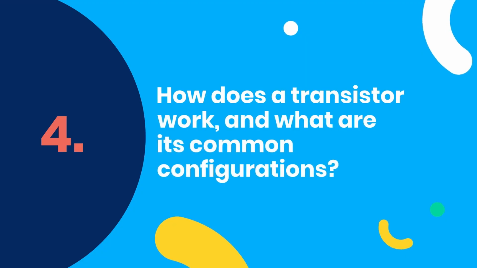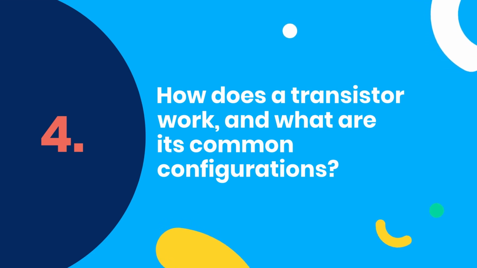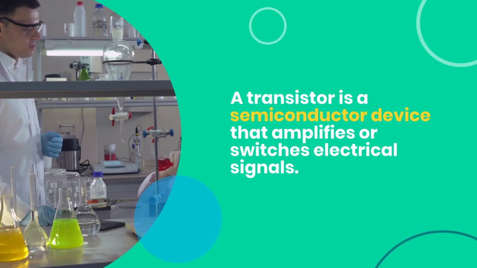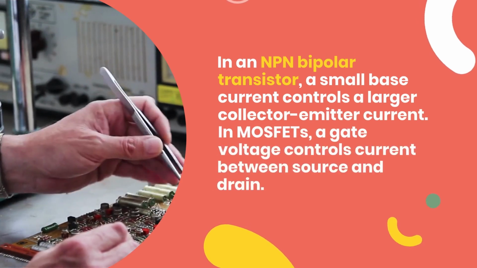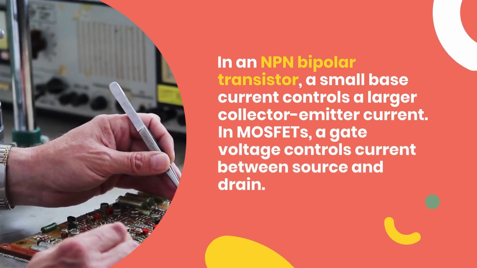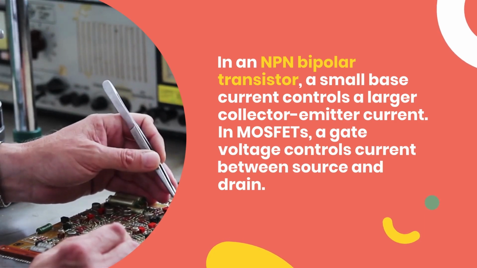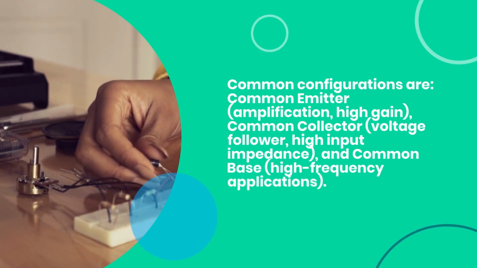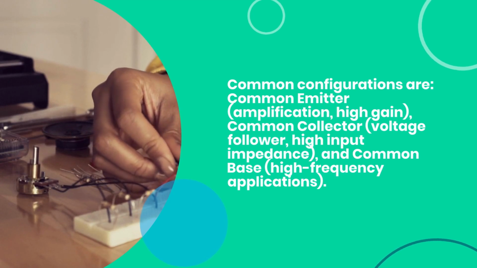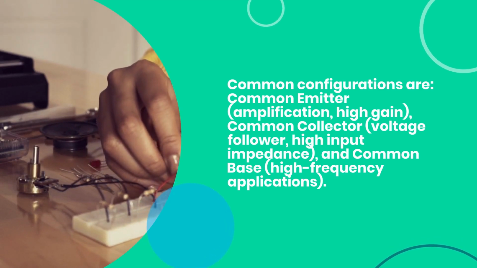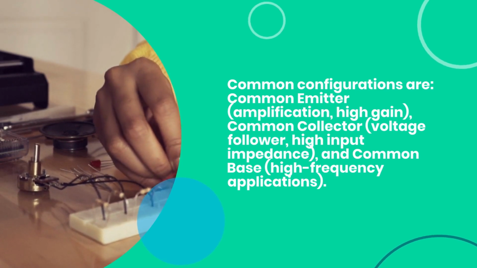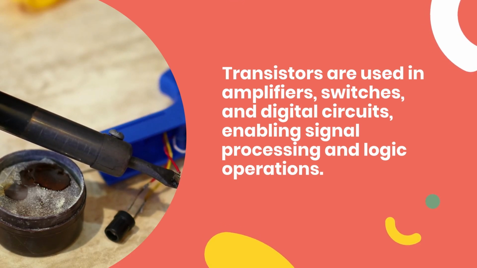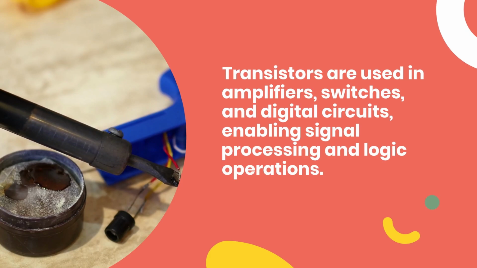4. How does a transistor work, and what are its common configurations? A transistor is a semiconductor device that amplifies or switches electrical signals. In an NPN bipolar transistor, a small base current controls a larger collector-emitter current. In MOSFETs, a gate voltage controls current between source and drain. Common configurations are common emitter, amplification, high gain; common collector, voltage follower, high input impedance; and common base, high-frequency applications. Transistors are used in amplifiers, switches, and digital circuits, enabling signal processing and logic operations.